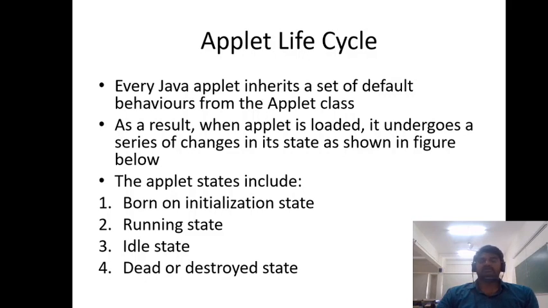It will go from initialization to running state, idle state, or dead state. So the applet states include the born state, or initial state, or initialization state. Next we have the running state. The third state is the idle state. The fourth state is the dead or destroy state. So these are the four states present in the applet life cycle: born or initialize, running, idle, and dead.